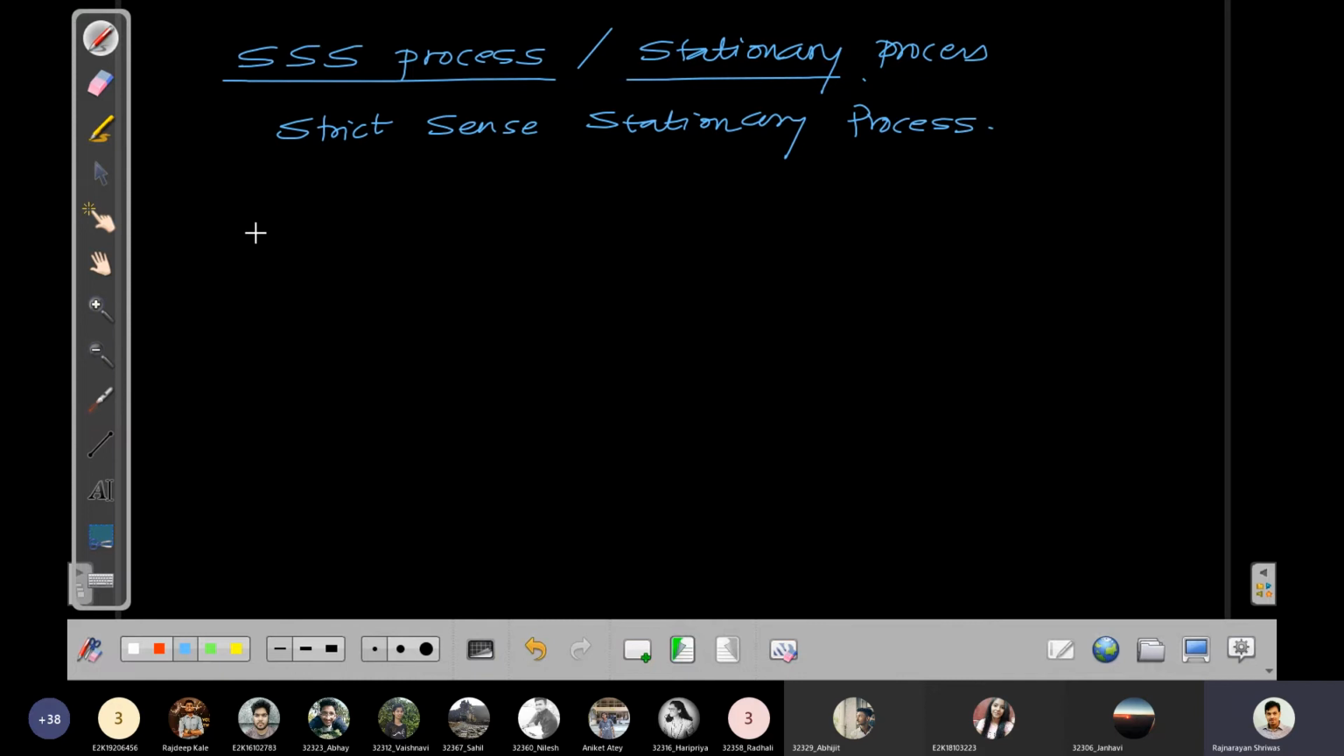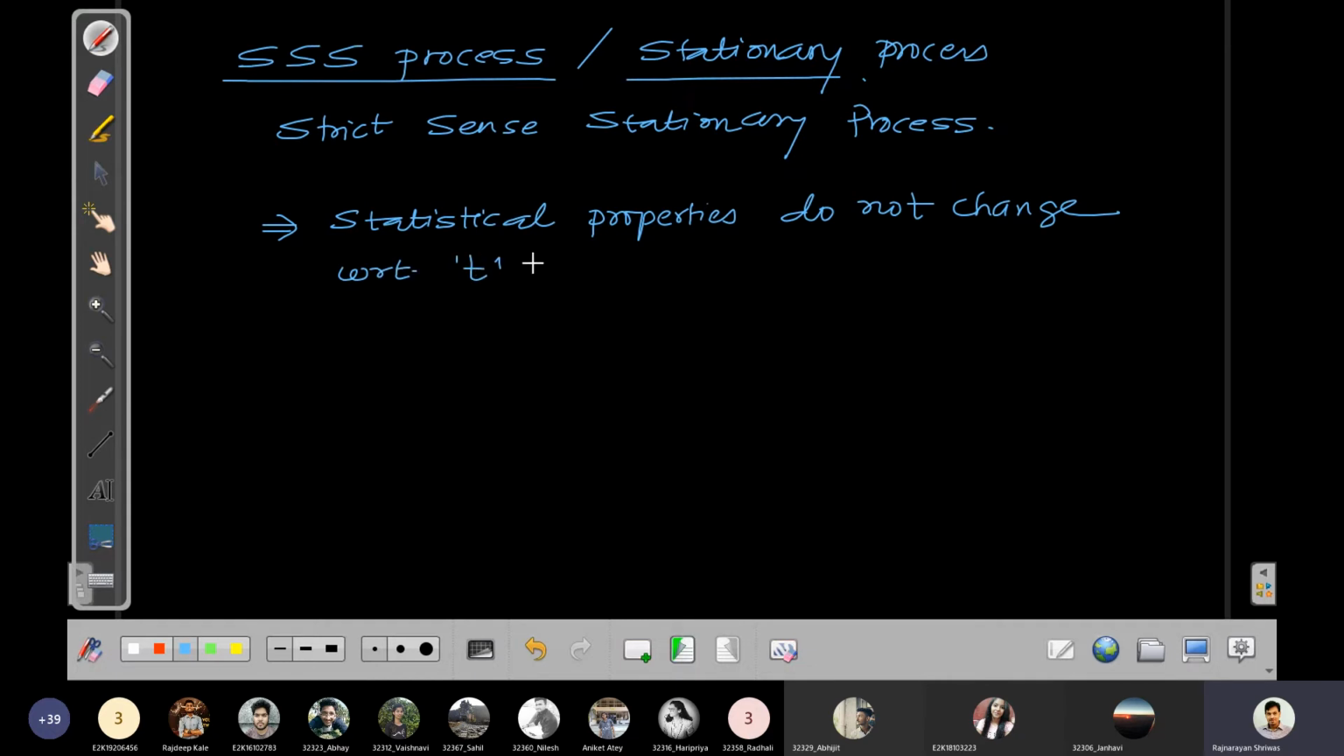When you say strict sense stationary process, you define it like this: statistical properties should not change with respect to time. What do you mean by that? How many statistical properties do you have? How many statistical averages can you define? Infinite. So how many conditions do you need to check to prove that this process is a strict sense stationary process?